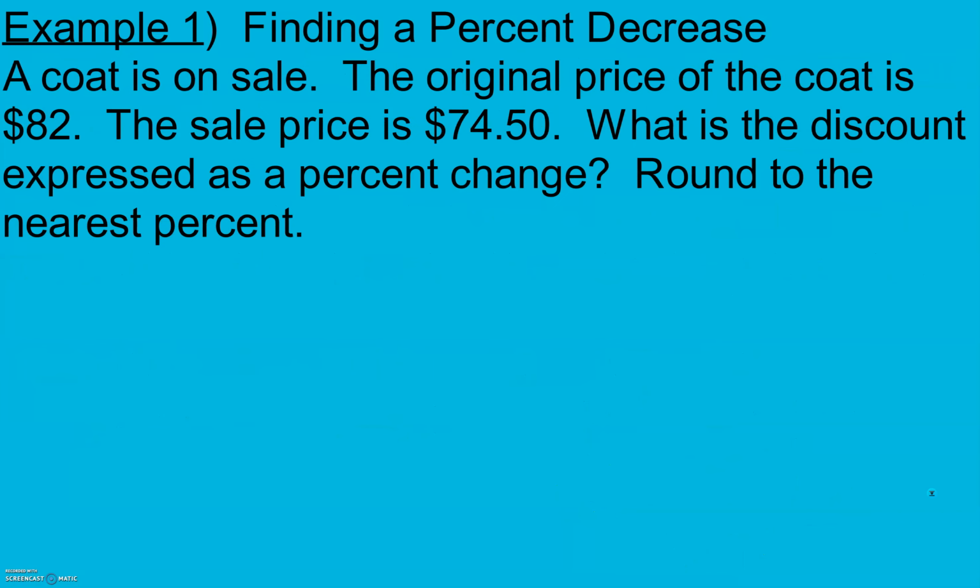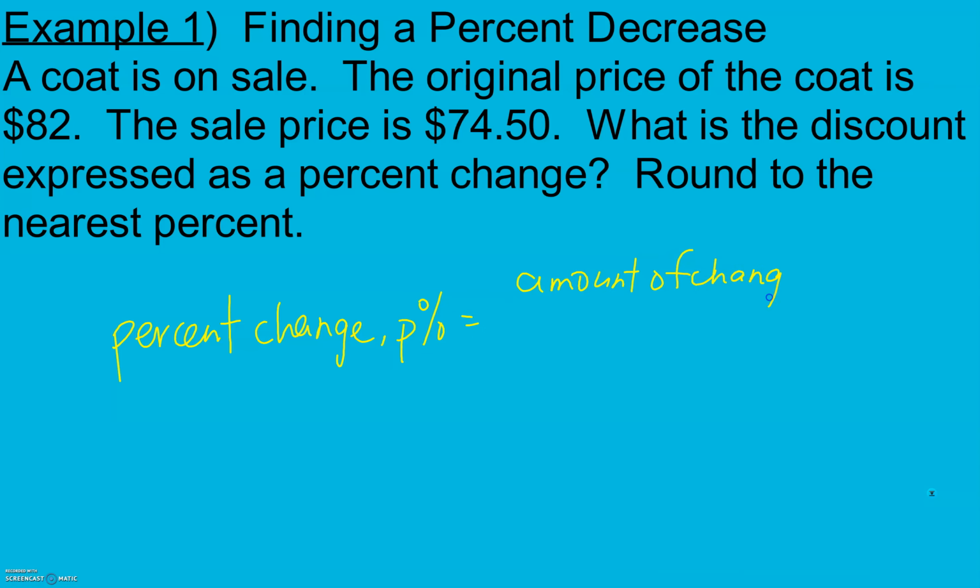In example 1, a coat is on sale. The original price of the coat is $82. The sale price is $74.50. What is the discount expressed as a percent change? Round to the nearest percent. So again here, for my percent change, I'm going to take my amount of change divided by my original amount.